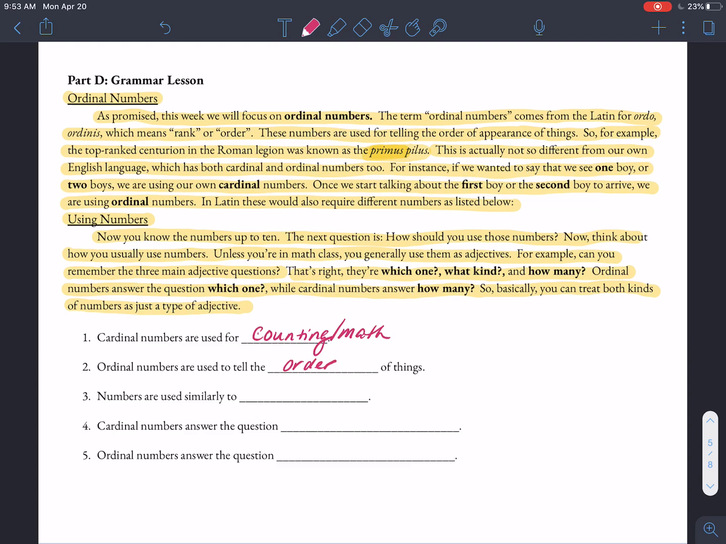Number 3, numbers are used similarly... wait a second, something's wrong here. Okay, ignore this one, actually. That's not a good question. Sorry about that.